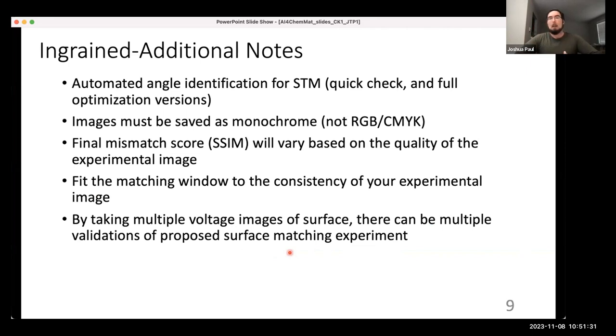And finally, I highly recommend when working with your experimental collaborators to have them take multiple bias voltages for their experimental image so that when you have a candidate surface, you can perform an Ingrained optimization at both those biases. If a good solution is converged to at both those voltages, or all three of those voltages, or however many you do, that indicates greater likelihood that your theoretical surface matches the underlying experimental surface that was characterized.